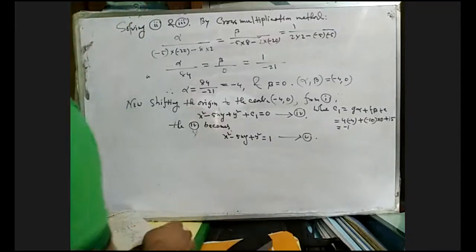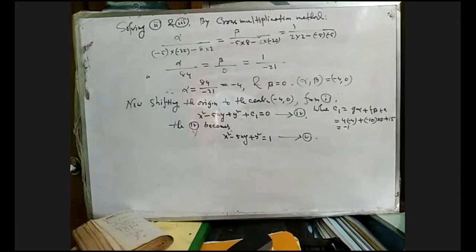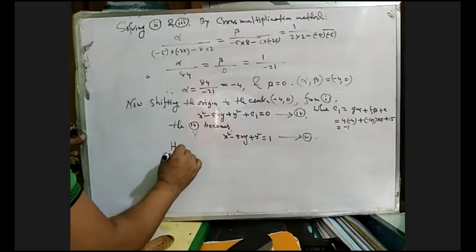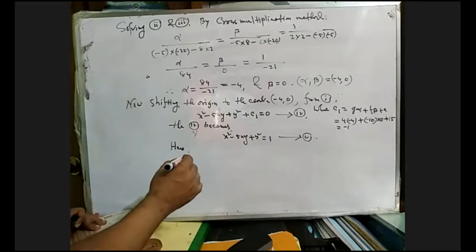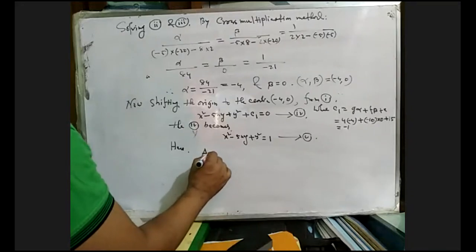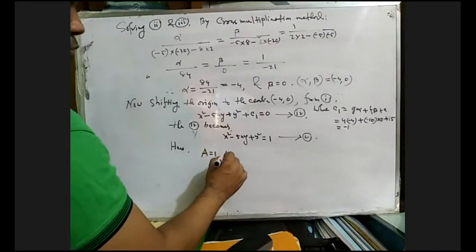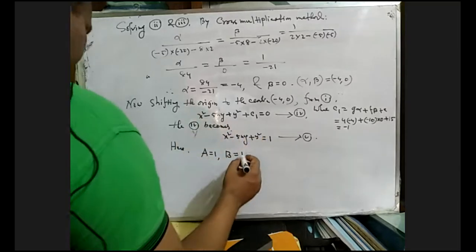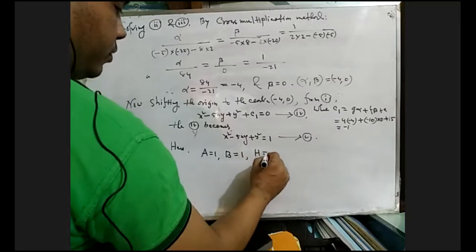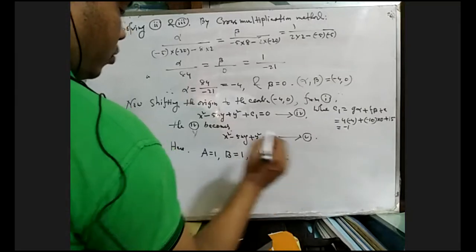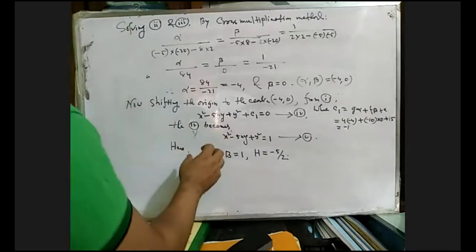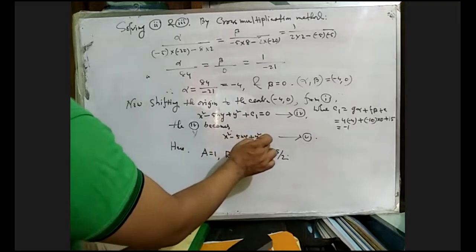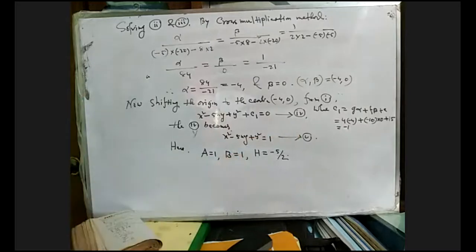Now removing xy, we can make it in a standard form. Small a equals 1 and b equals also 1, the coefficient of y square, and capital A equals minus 5 by 2. Just comparing with the standard form, capital A x square plus 2gx plus capital B y square.